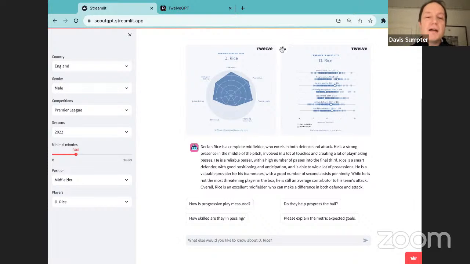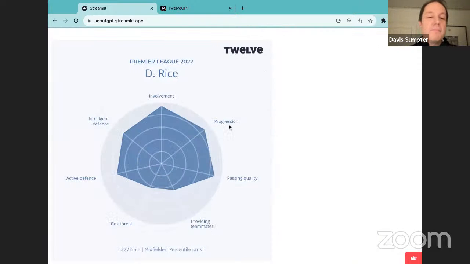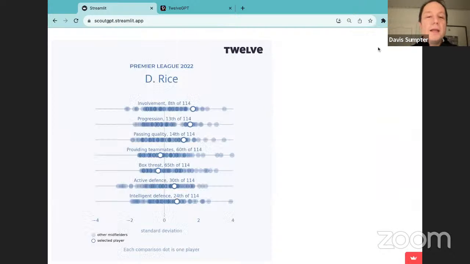We've basically put the radars in here now because the radars are more familiar to many people, but at 12, we prefer these, what we call distribution plots, because they give a better idea of the spread of the players. This is the best player in the league. This is the worst player in the league. And then you can see how Declan Rice compares. Although he's good, there is someone out there who has an exceptionally high value there.